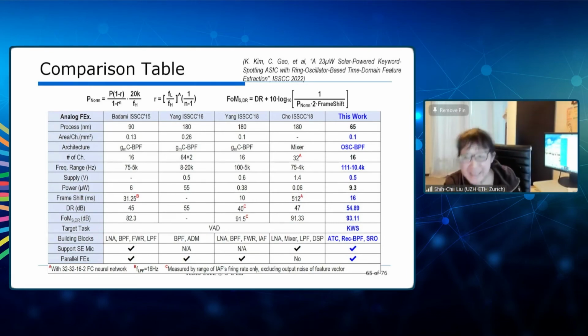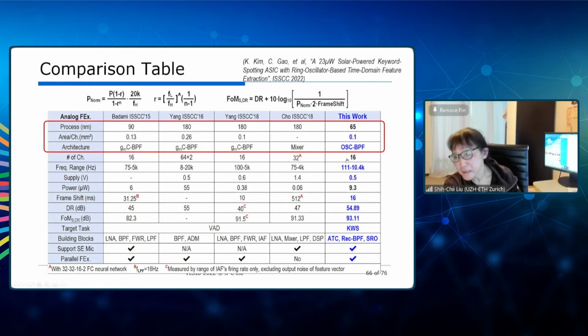So you can see the slides, or go to the ISSCC recordings and you'll see this also. What we want to do here is compare 5 different designs, including ours. This is also Minhao's work. These designs all use analog feature extractors, built in different processes. You can see the architectures are slightly different. This one uses GMC bandpass filters, and this particular one that I just talked about uses an oscillator-based bandpass filter.